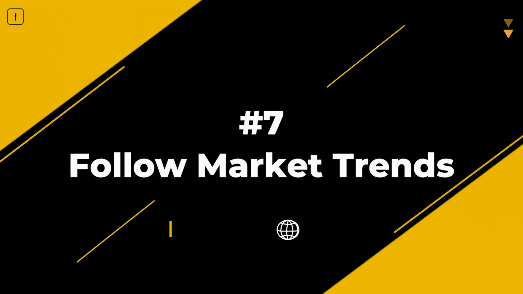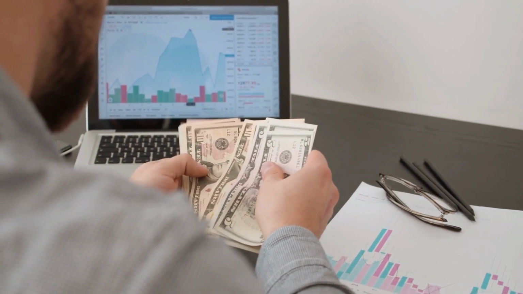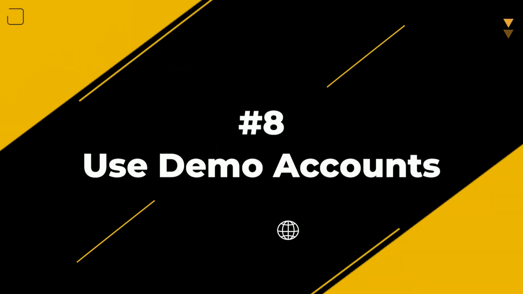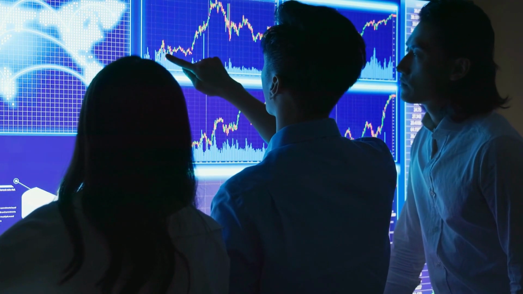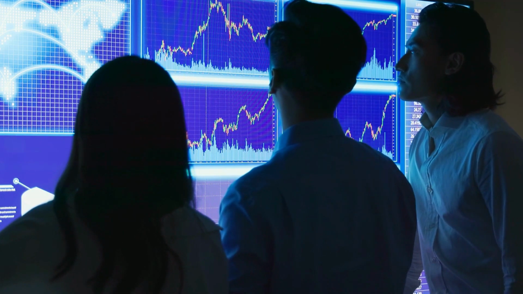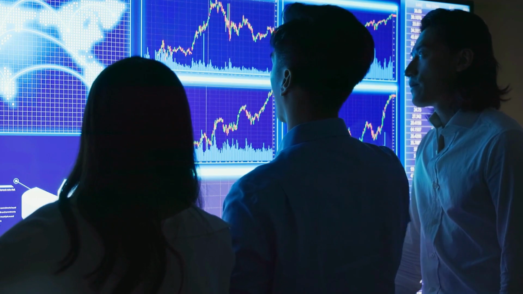Number 7. Follow market trends. Stay updated with the overall market trends and sentiment. Pay attention to social media, news, and market influencers as they can impact short-term price movements. Number 8. Use demo accounts. Before trading with real money, practice using demo accounts provided by some exchanges. This allows you to test your strategies and familiarize yourself with the trading platform.